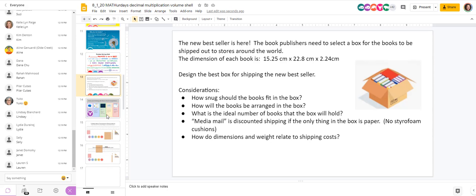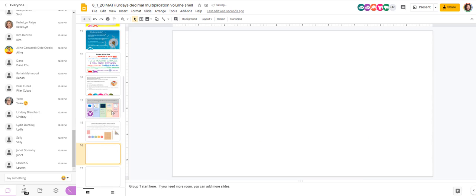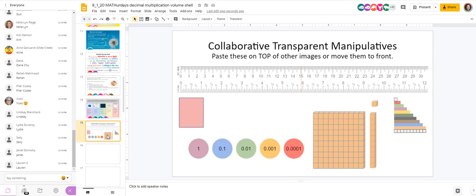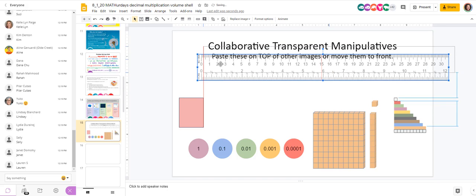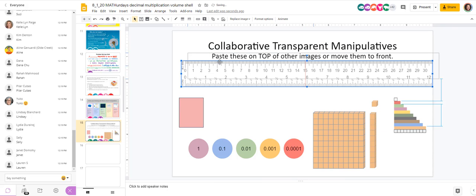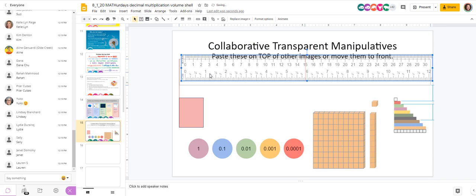Once you're in your groups, there are a couple of useful manipulatives on slide 14. Those are third-party manipulatives. And if you're looking for things like a transparent ruler, there's one on slide 15 that you can just copy and paste and put directly on top of your collaboration. And so that's available there as well.